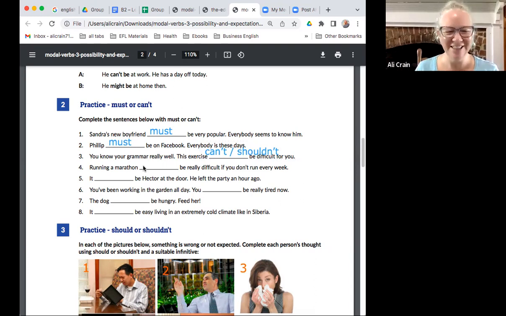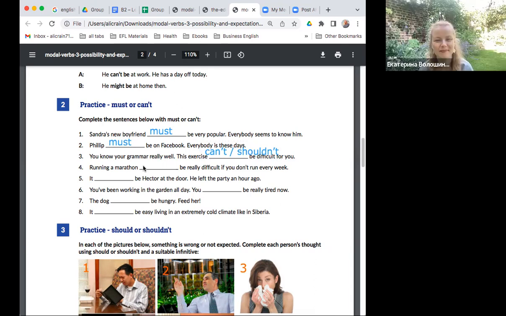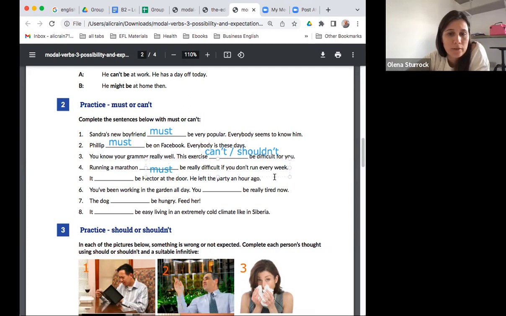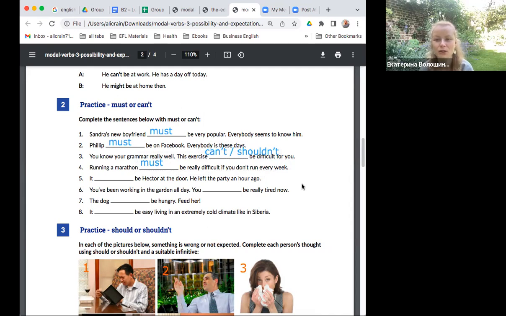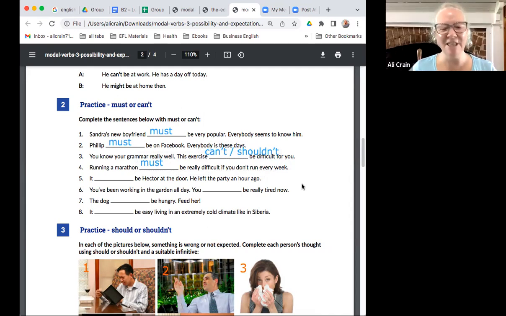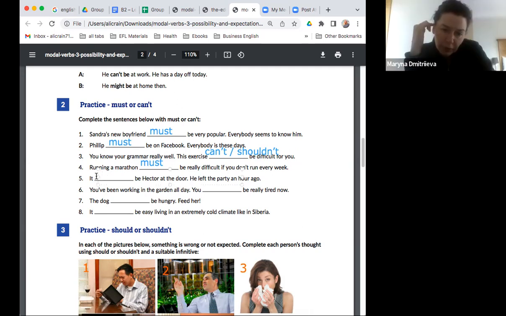Okay, Elena, number 4, please. Running a marathon must be really difficult if you don't run every week. I would think so. Has anyone run a marathon before? I've done a couple of 5Ks, but I've never run any more than that. So I think a marathon would be very difficult. Marina, number 5. It can't be Hector at the door. He left the party an hour ago.